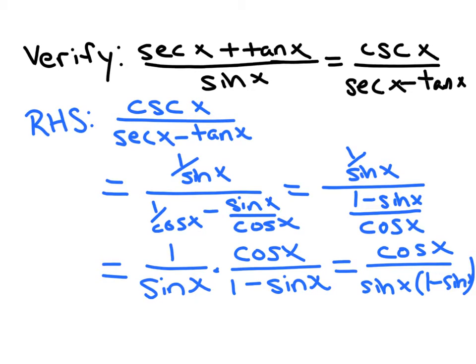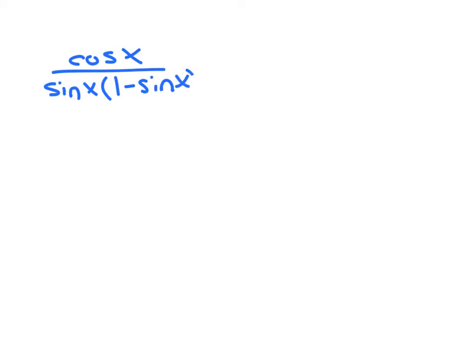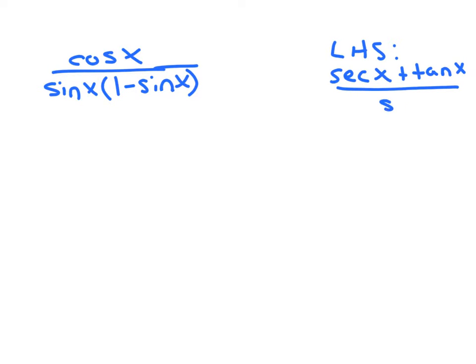Okay, and let me get a new page here. Okay, so I'm going to have to rewrite where we left off here. And remember that the goal, so we're trying to work our way to the left-hand side of that equation. We're trying to transform it into this. Secant x plus tangent x all over sine x. All right, so this is what we want over here.